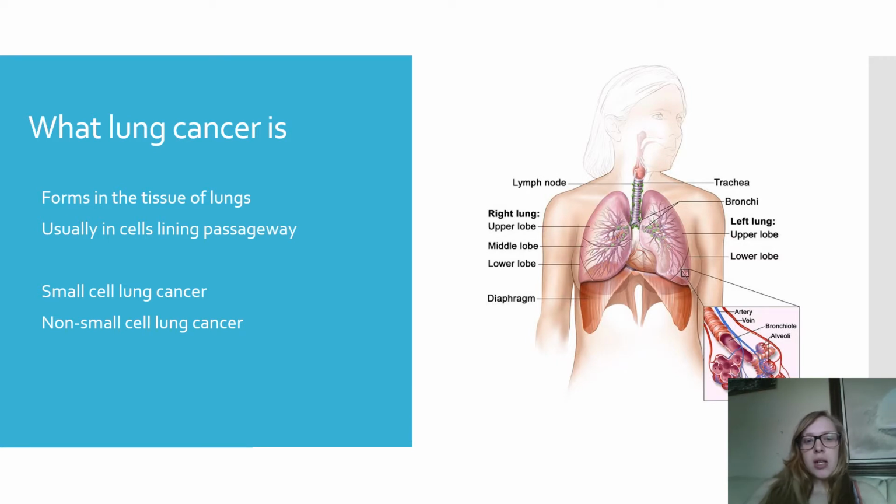Lung cancer forms in the tissue of the lungs, normally in the linings of the passageways, like the alveoli and the bronchial tubes. There are two different types of lung cancer: small cell lung cancer and non-small cell lung cancer. The main difference between the two is just how big the cancerous cells are.